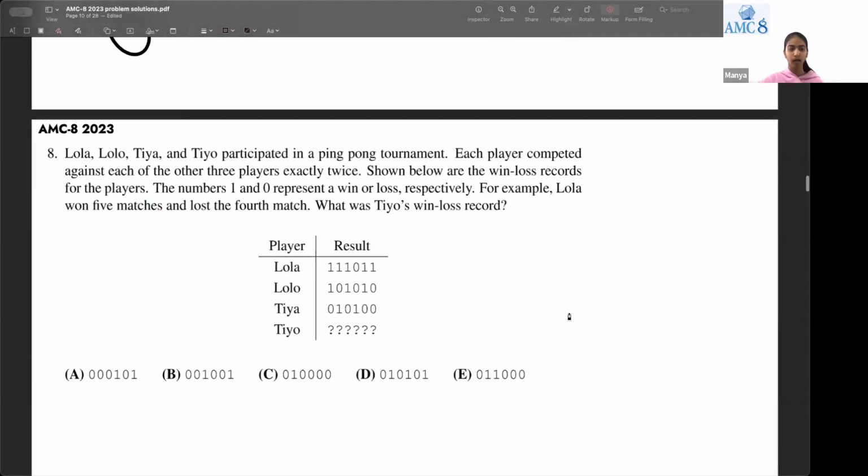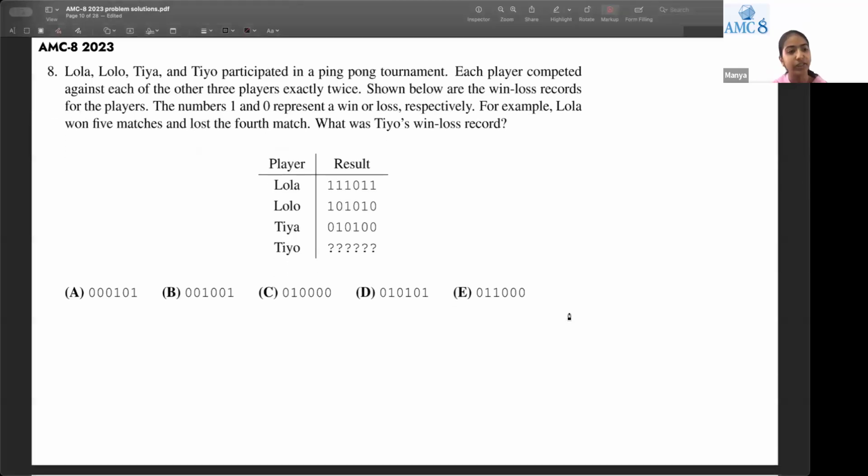Okay. So problem number 8. Lola, Lolo, Tia, and Tio participated in a ping pong tournament. Each player competed against each of the other 3 players exactly twice. Shown below are the win and loss records for each player. The numbers 1 and 0 represent a win or a loss respectively. For example, Lola won 5 matches and lost the 4th match. What was Tio's win-loss record?